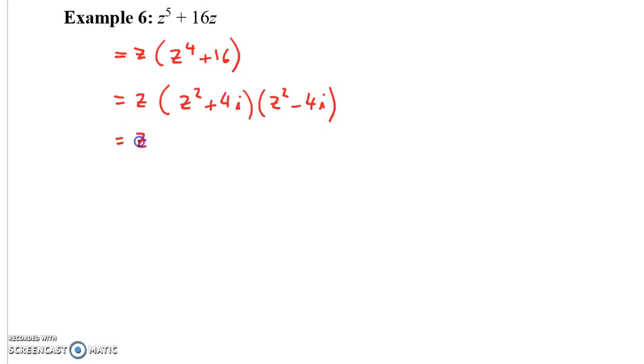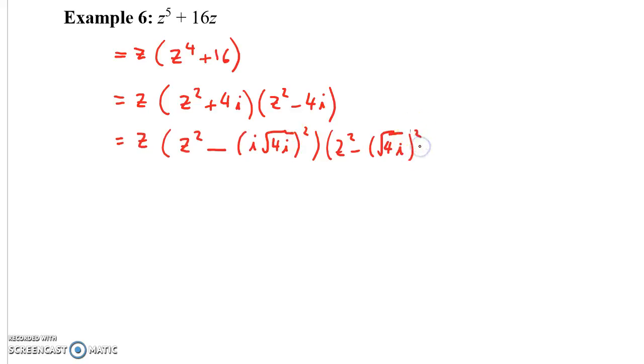And then we can factorise this further. And so z is equal to z squared minus, sorry, i root 4i squared times z squared minus root 4i squared. Okay, now you can see here that we really need to figure out the square root of 4i.